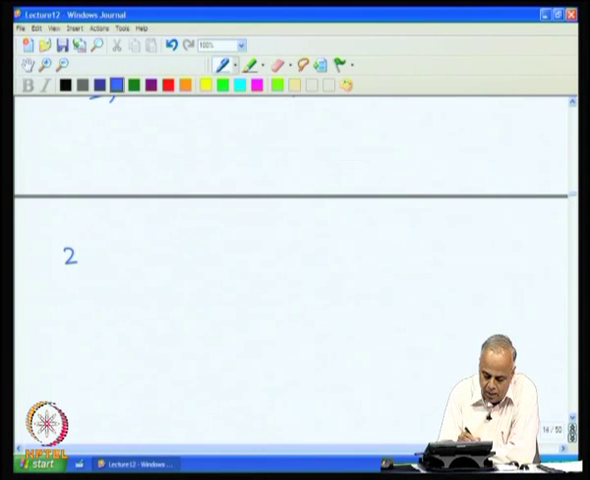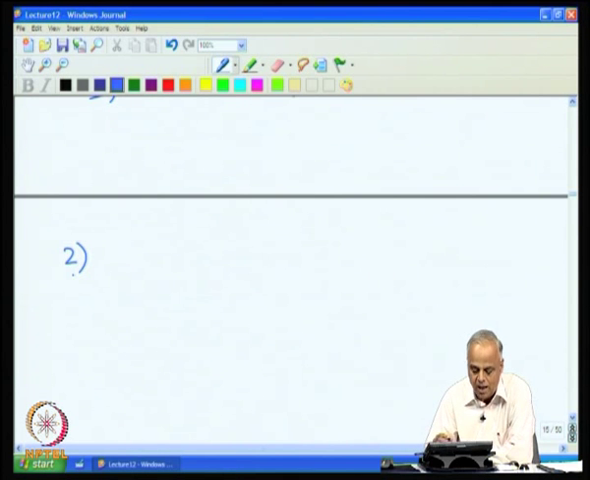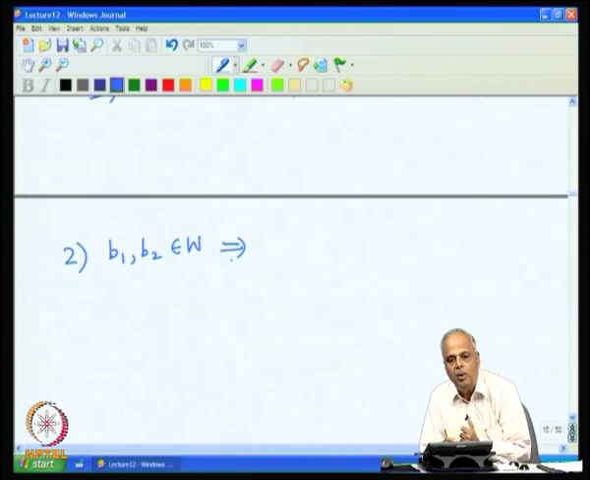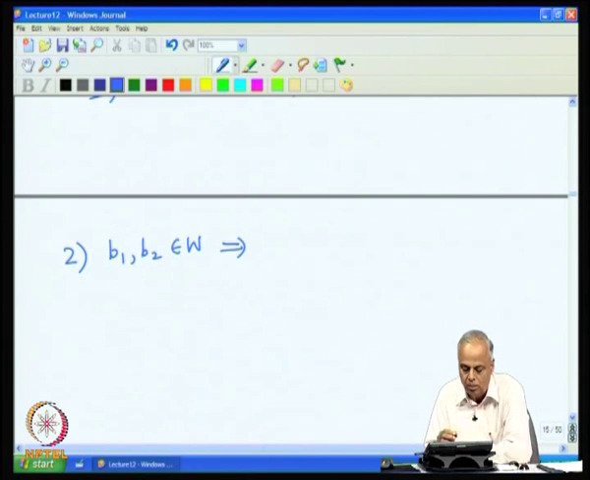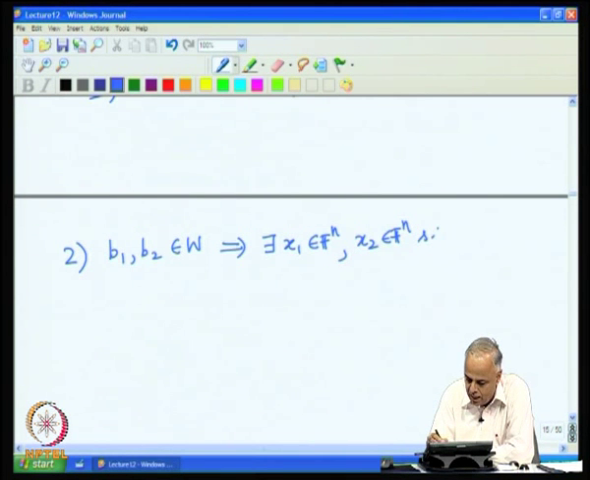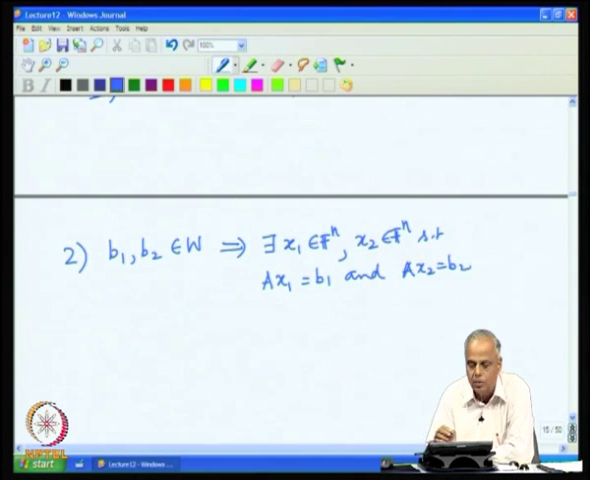Then we have to look at whether it is closed under addition. So, suppose b1 and b2 belong to W. What does it mean to say that b1 belongs to W? That means the system A x equal to b is consistent. That means there is a solution x such that A x equal to b1. So, there exists an x1 in F n. Similarly, for b2 there is an x2 in F n such that x1 is a solution of A x1 equal to b1 and x2 is the solution of A x2 equal to b2.